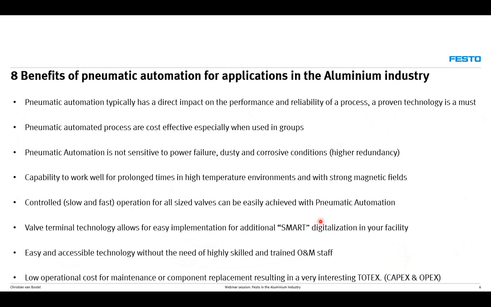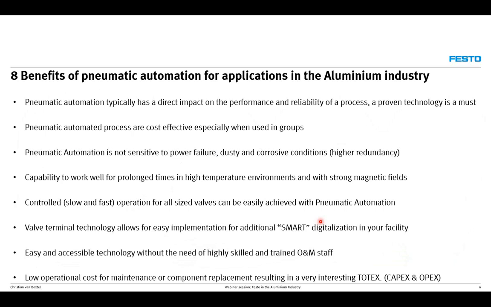Benefits of pneumatic automation for the aluminium industry. Pneumatic automation is already present in the industry for a long time. And we as Festo started the pneumatic automation in 1925 in Europe, so we are one of the founders of the technology. And we see a continuous trend in the use of pneumatic automation.